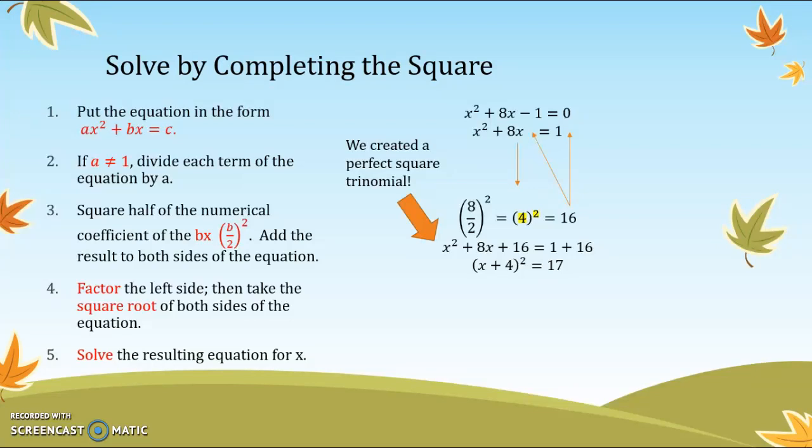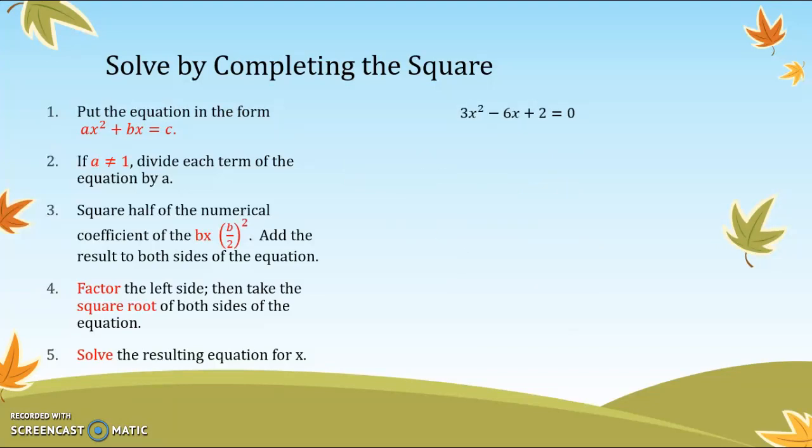Now we can finish off using the square root property from the previous slides, where I'll take the square root of both sides, giving me x plus 4 squared, the square root of it, which we know will cancel, equivalent to plus or minus the square root of 17. And finally, to get x by itself, we'll subtract 4 from both sides, giving me negative 4 plus or minus the square root of 17. Knowing I have two answers here, negative 4 plus the square root of 17 and negative 4 minus the square root of 17.